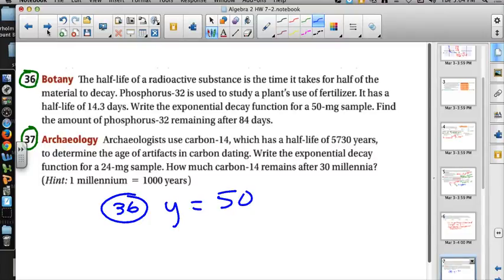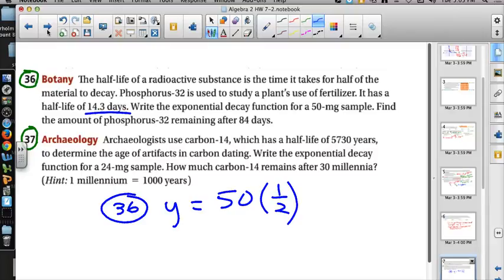We know this is starting off at 50 milligrams. And we know that, like it says, it's a half-life. Each time period, half of it is going to be gone. That's why it's called a half-life. But here's the problem. It doesn't last forever. You know, we can't use x as if it were years. What we have to do is realize this is only going to last 14.3 days.